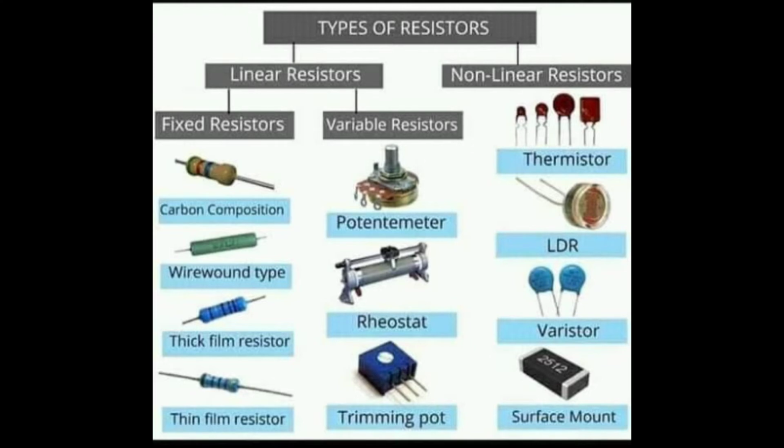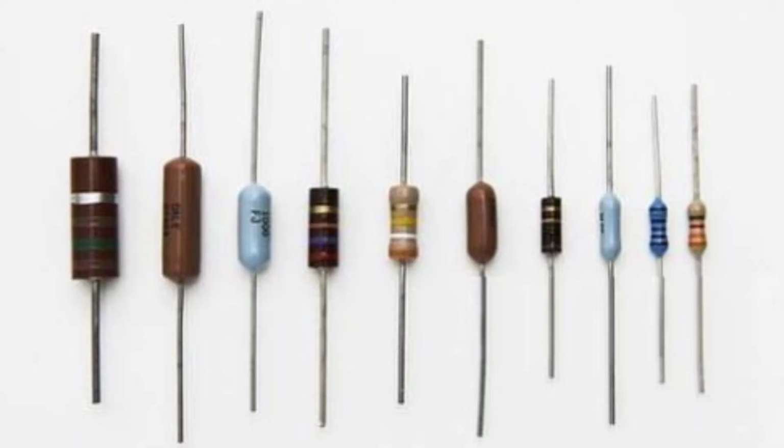There are mainly two types of resistors, linear resistors and non-linear resistors. Linear resistors are further categorized as fixed resistors and variable resistors. In fixed resistors, we have carbon composition type, wirewound type, thick film type, and thin film type. Variable resistors are potentiometer, rheostat, and trimming pot.